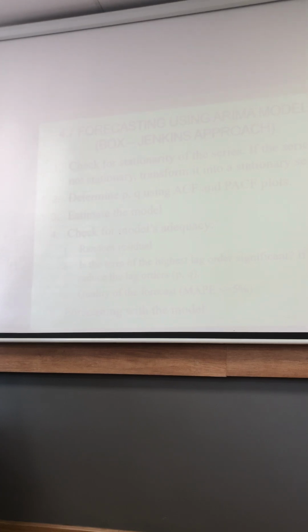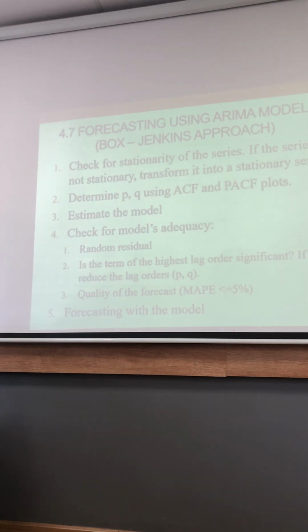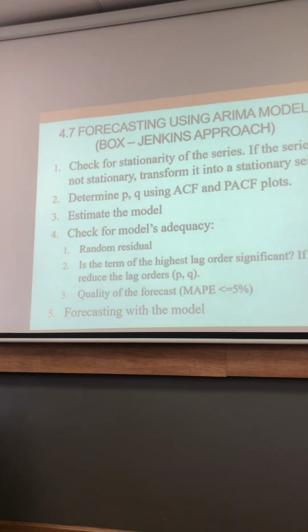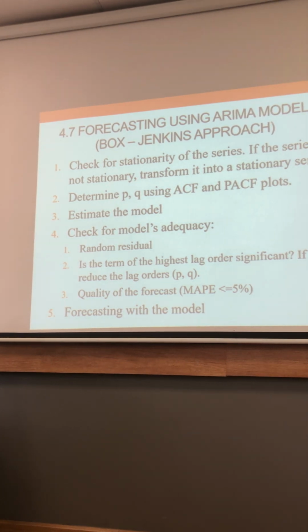Okay. We're talking about the forecasting process using ARIMA models. So we have some basic steps in doing the forecasting process for an ARIMA model. Firstly, as we have discussed before, ARIMA models are only suitable for a stationary series. You can use those ARIMA models to forecast the future value of a stationary series. So in the first step, you have to check for the stationarity of the time series to see whether the series is stationary or not.